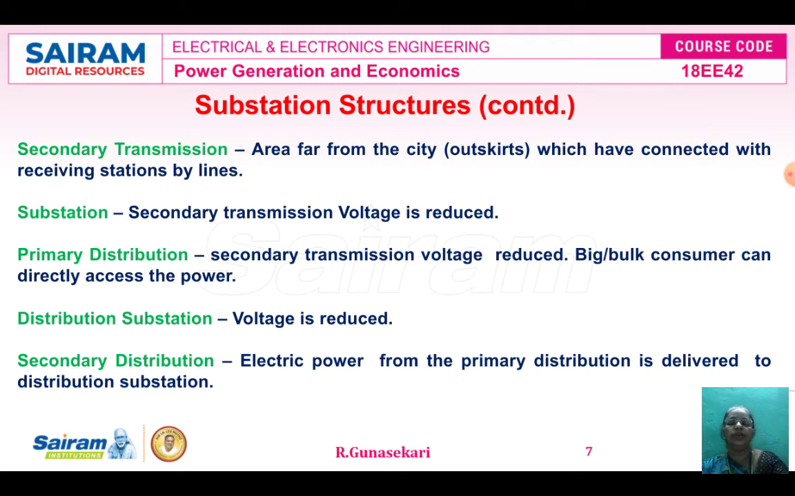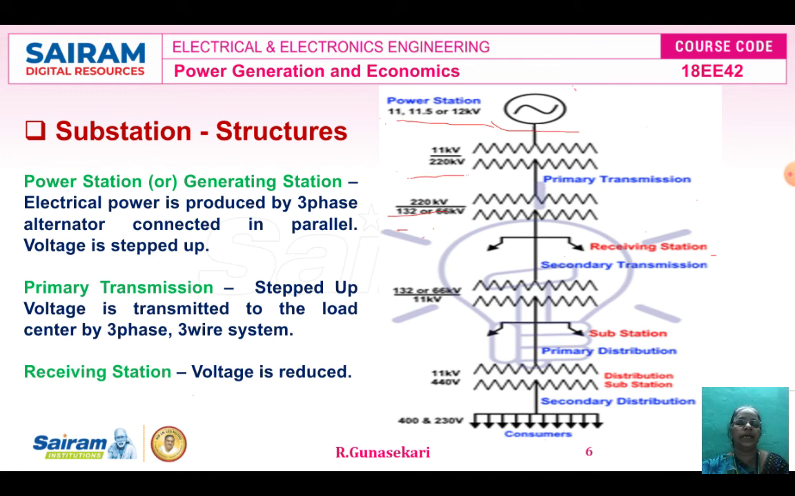The next, primary distribution. Under the primary distribution, what happens? The reduced voltage is directly supplied, that means power is given to the bulk or big consumers, that is the high voltage consumers. Now you see the diagram. After the substation, primary distribution is there. What is the meaning of primary distribution? The voltage is 11 kV, and that 11 kV is transmitted to the HT service consumers through the substation. That happens in the primary distribution.